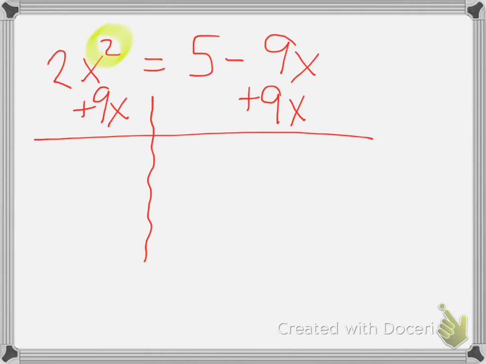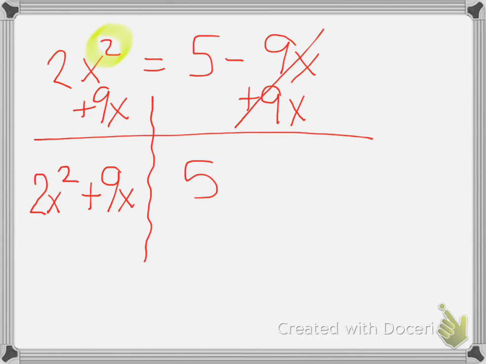So minus 9x and plus 9x cancel. Leaves me with 5 on the right. Over here, 2x squared plus 9x, I can't add those together and call them 11x cubed. They aren't like terms. So I want the highest degree in the front, and then I want the 9x.